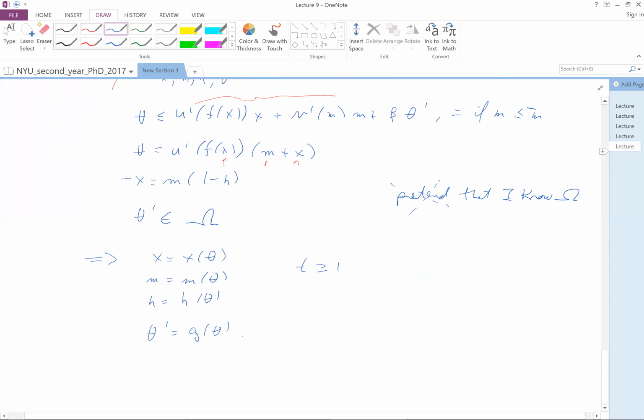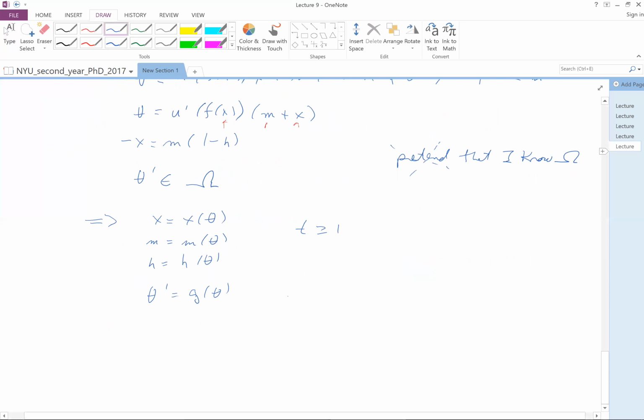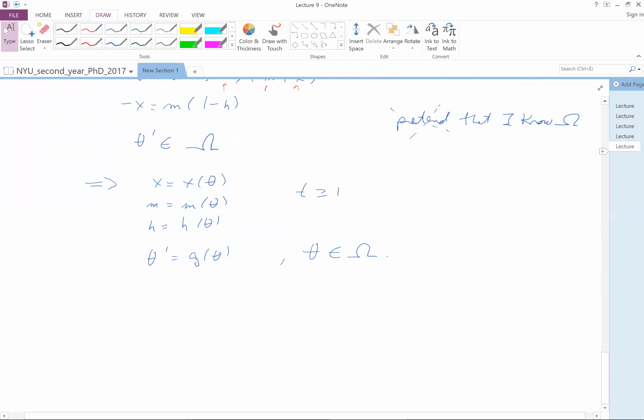Okay. So again, these are policy functions, and these are defined presumably for every theta belonging to this set omega. We'll come back to these in a minute. Now, subproblem 2.